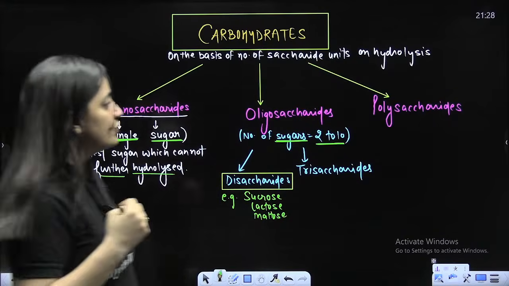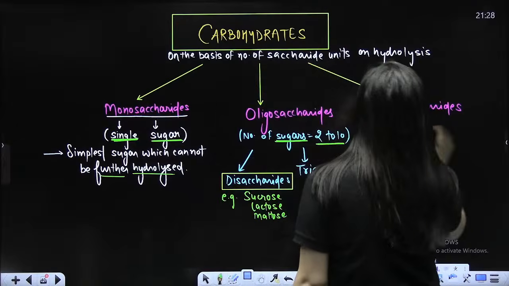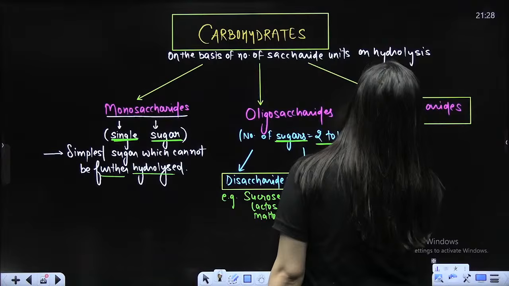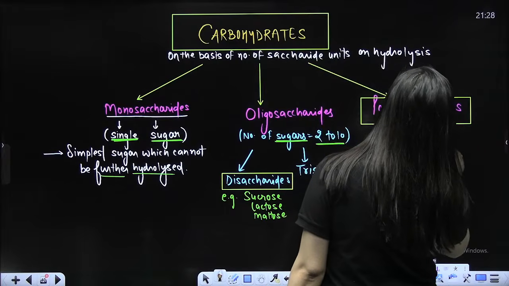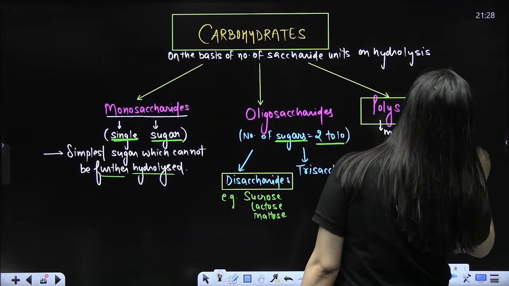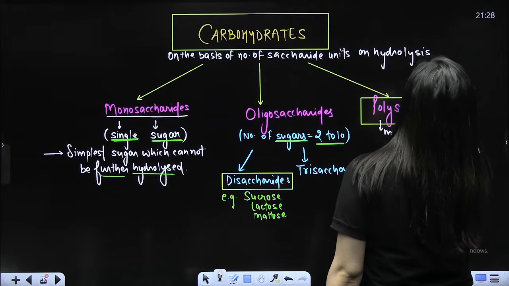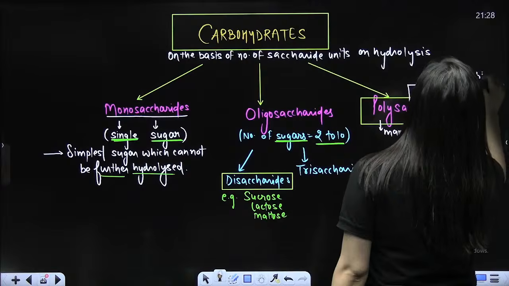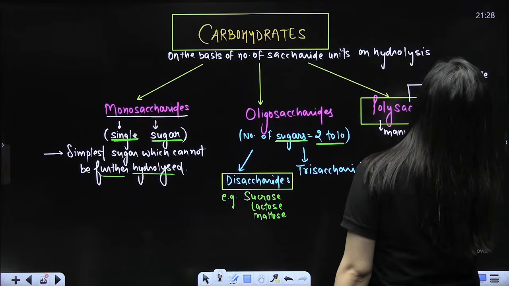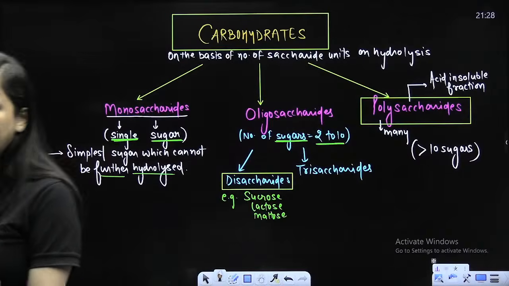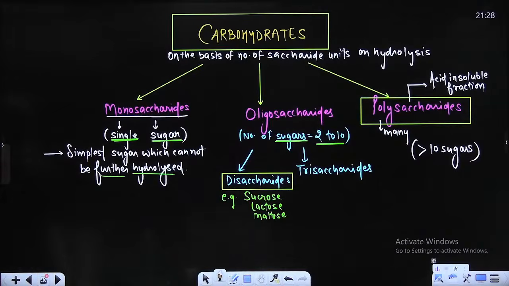Then comes the polysaccharides. Poly means many. Here it will be more than 10 sugars. And just now we have discussed that they will be found in the acid insoluble fraction. Where are we going to find it? We are going to find it in the acid insoluble fraction. Is that clear? So let's start from the basics here.